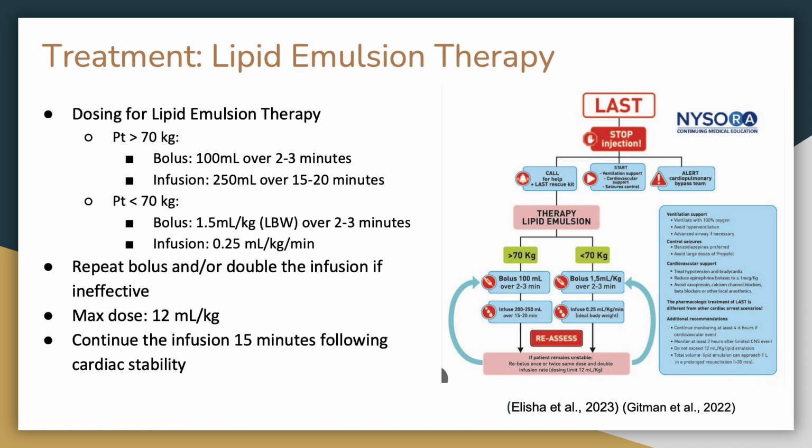The dosing for lipid emulsion therapy varies based on patient weight. If the patient is over 70 kilograms, you first bolus 100 milliliters over 2 to 3 minutes, followed by an infusion of 250 milliliters over 15 to 20 minutes. A patient under 70 kilograms will receive a bolus of 1.5 milliliters per kilogram of lean body weight over 2 to 3 minutes, followed by an infusion of 0.25 milliliters per kilogram per minute. If the patient remains unstable, you may repeat the bolus and/or double the infusion with a max dose of 12 milliliters per kilogram. You need to continue the infusion at least 15 minutes after the patient is cardiac stable.